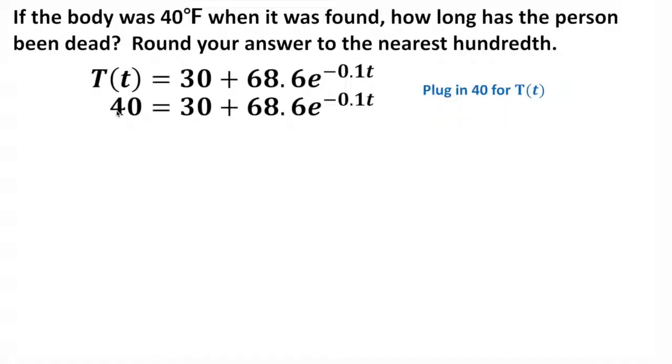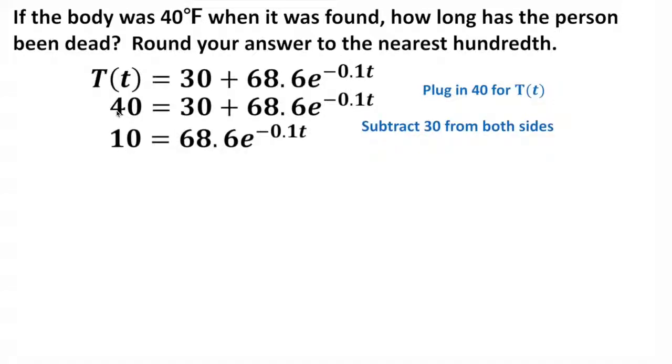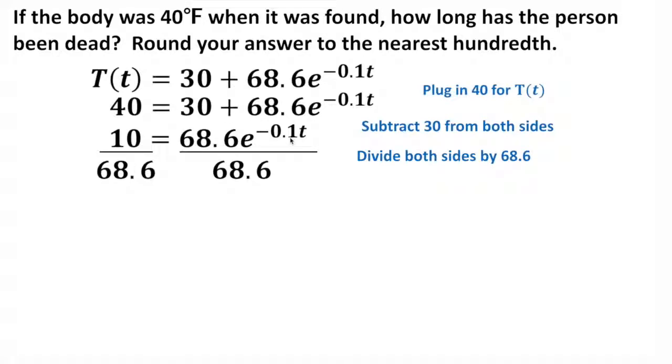All right, we're plugging in 40 for T of T. I'm going to kind of walk you through this one just in case you struggled on it. I'm going to subtract 30 from both sides. Now then I need to get this portion right here all by itself, so I'm going to divide both sides by 68.6. That gives me a decimal over here. And that's perfect so far.